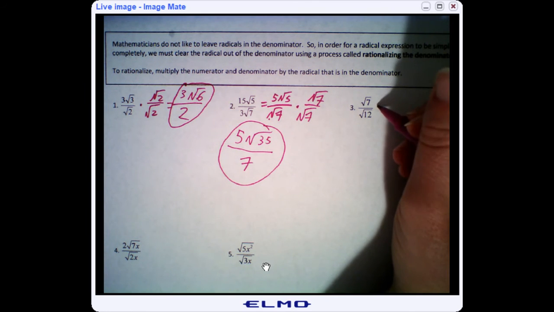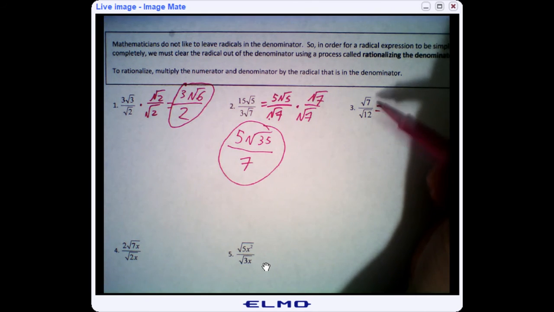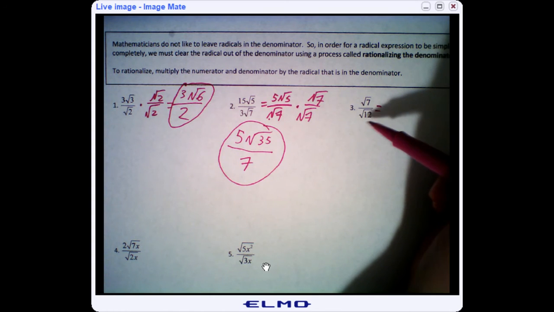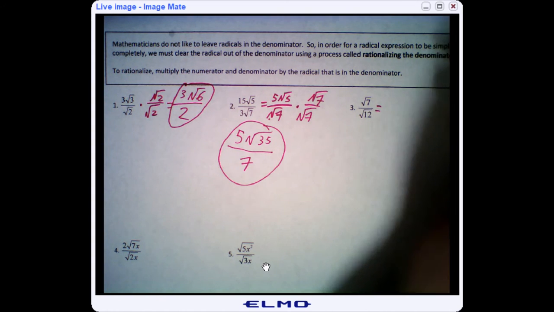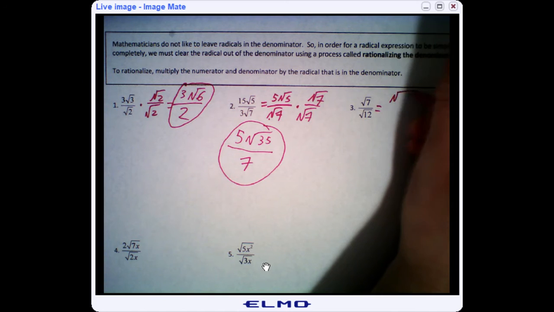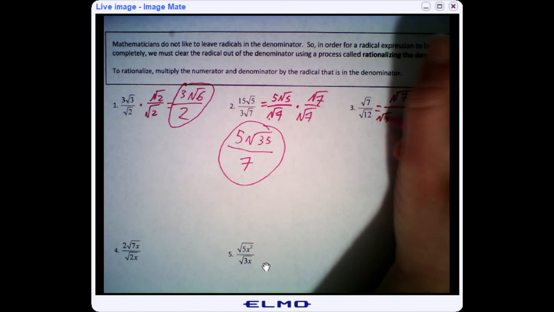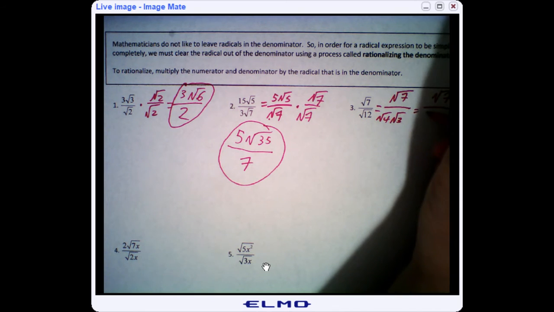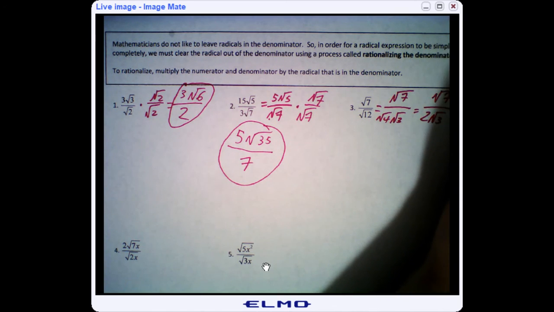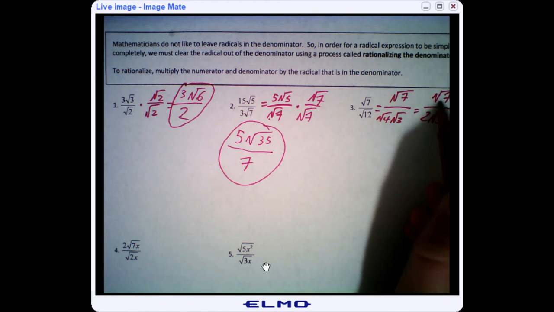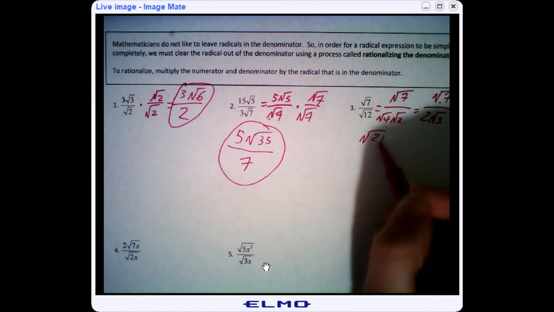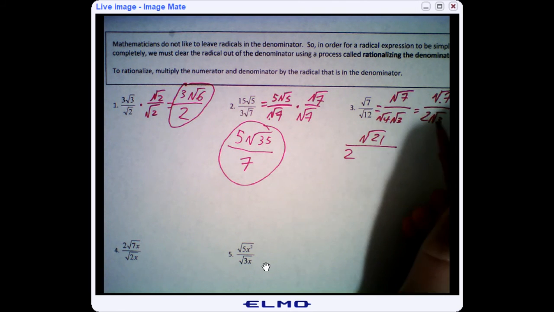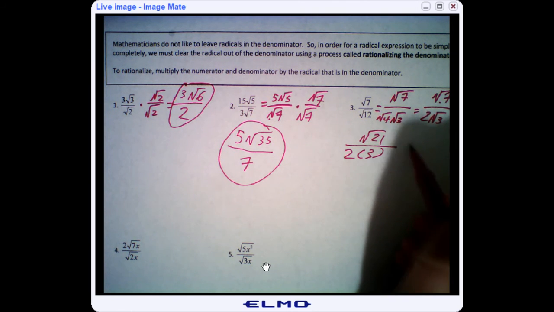For 3, I could multiply top and bottom by square root of 12, but I can simplify that square root of 12, so I'd like to do that first. So I have square root of 7 divided by square root of 4 times square root of 3. So we get the square root of 7 being divided by 2 square roots of 3. So I'm going to multiply top and bottom by just square root of 3. So square root of 7 times square root of 3 is square root of 21. We're going to keep the 2. Square roots cancel, so it's going to be 2 times 3. So we're going to have the square root of 21 divided by 6.